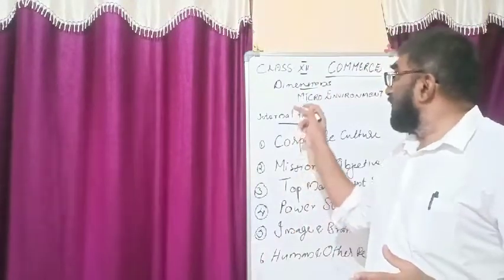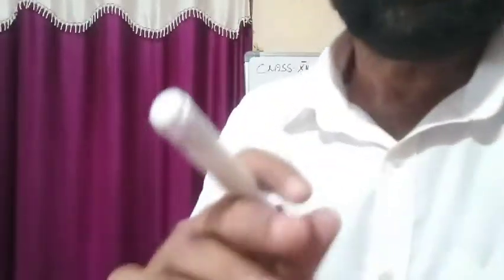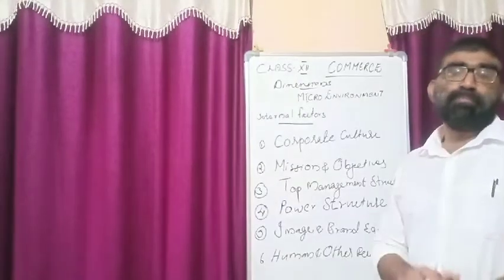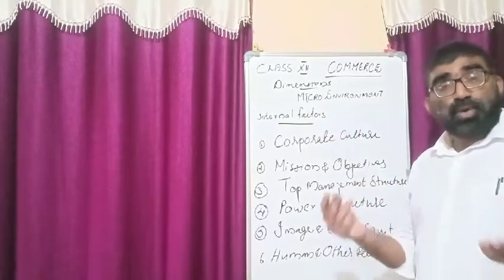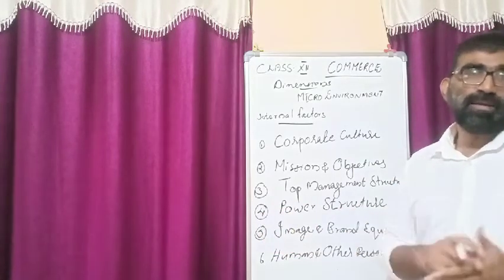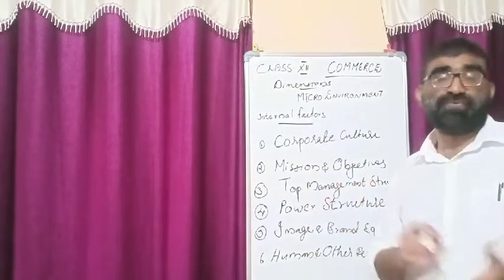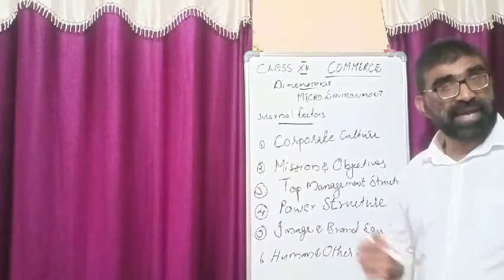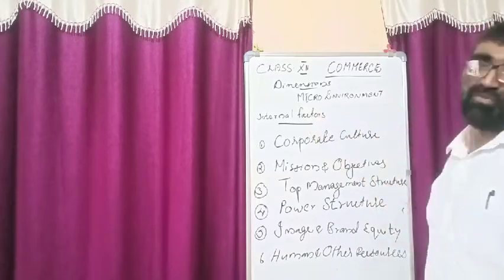Now we will discuss the different dimensions of business environment. So these dimensions are micro and macro environment. Micro environment includes the internal and external factors that directly influence the functioning of the individual industry. Macro environment consists of general factors: political environment, social factors, economic factors, legal factors, all these come in this macro environment. Here we will see the micro environment.